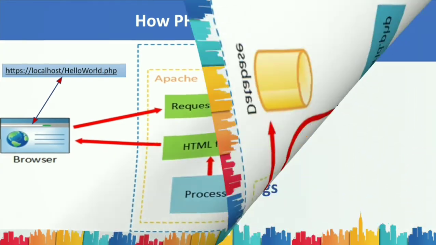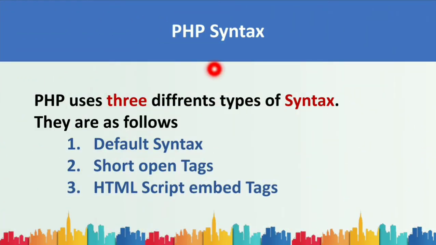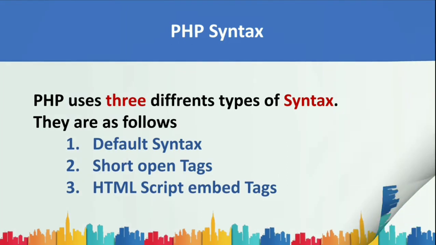Now let's learn how to write PHP code. First let us learn about PHP syntax. Syntax means general form. There is a procedure to write all the coding. We have three different types of syntax in PHP. The first one is default syntax, the general form. The second one is short open tags. The third one is HTML script embed tags. Here we are going to learn the basic syntax and example programs. So let's start with an example.